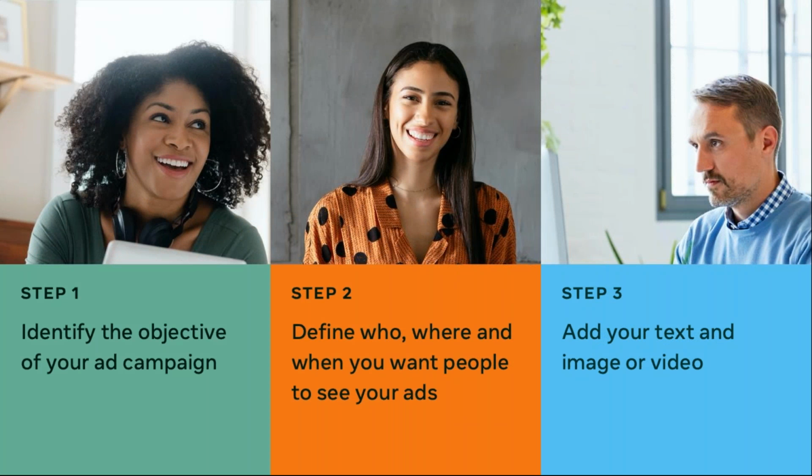Now that we've wrapped up identifying our goal and objective and defining who, where, and when we want people to see your ads, let's dive into step 3 of adding your text, an image, or video to your ad. Again, if you have any questions over the topics that I just covered, please drop those in the questions and we'll get to answering those.